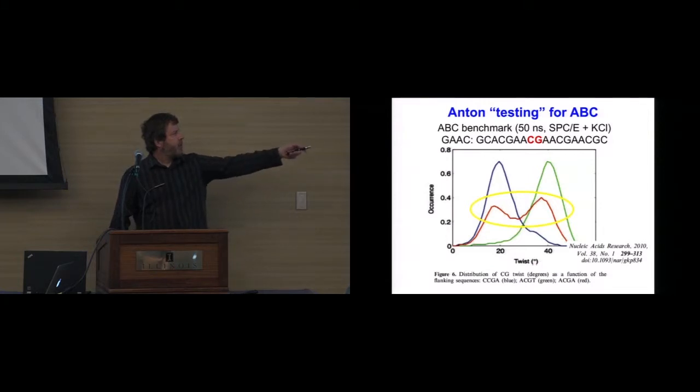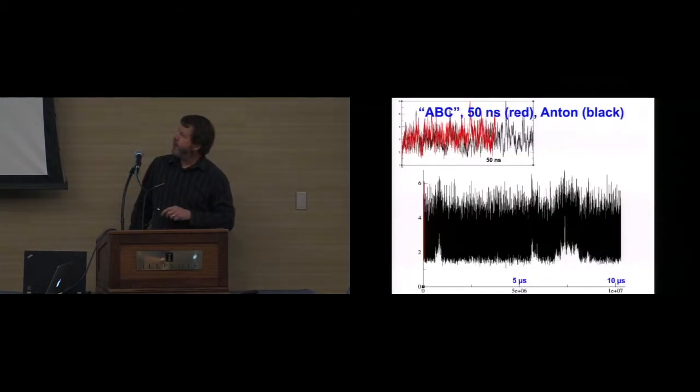But one sequence had a bimodal twist distribution at the central CG, so I thought it'd be fun to throw that on Anton and see what we could see. The original ABC simulations were pretty short. We ran a long simulation on Anton. We see that with the RMSD, the initial structure is flat. We see some interesting bumps.